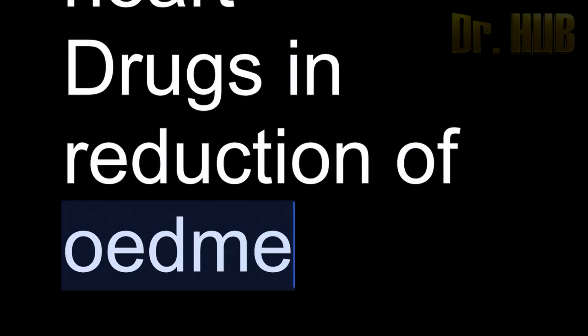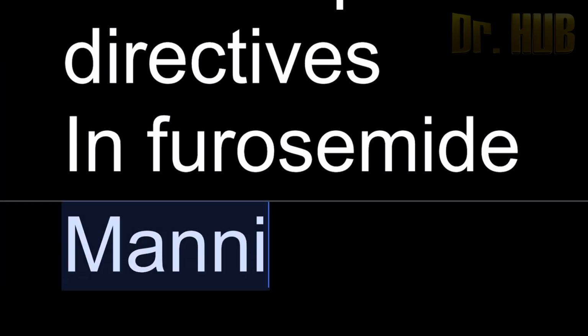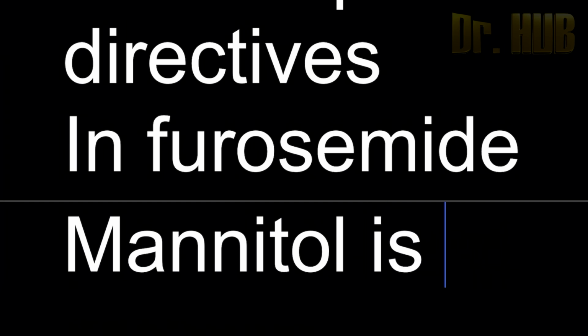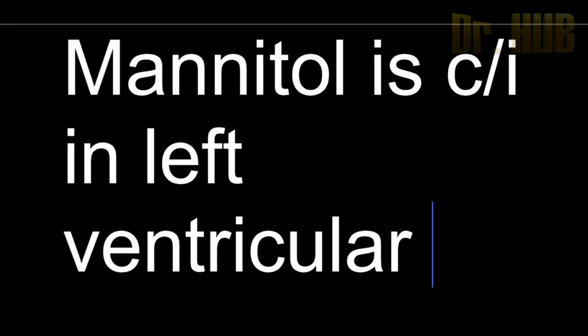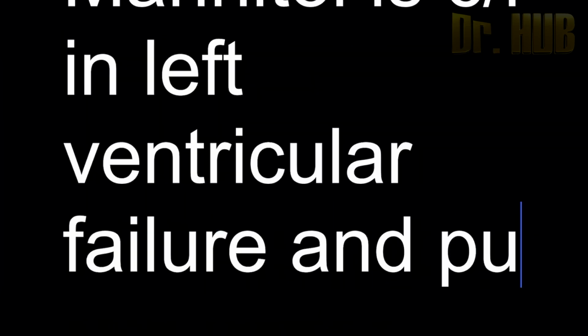So now let's look at the drugs. They are used in various aspects. So drugs in reduction of the edema. What are the drugs in reduction of edema? The most common will be the loop diuretics. So loop diuretics are used for the reduction of edema, an example being furosemide. Next comes mannitol. Mannitol is a contraindication in case of left ventricular failure and also in case of pulmonary edema.